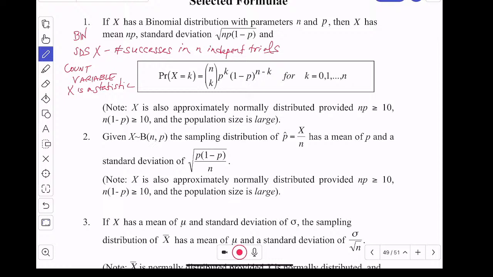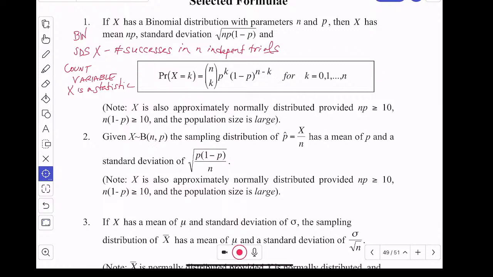is its distribution. So X, I say here, X has a binomial distribution with parameters n and p. Then X has a mean np and standard deviation square root of np(1 minus p). Where in the world am I getting all that from? Wasn't this just a calculation of X?